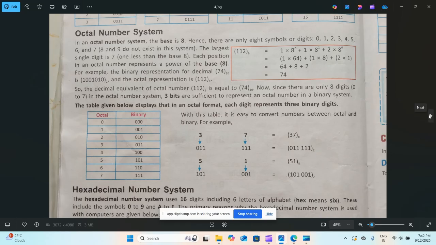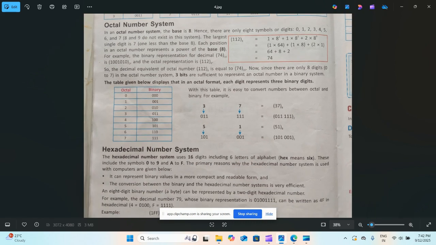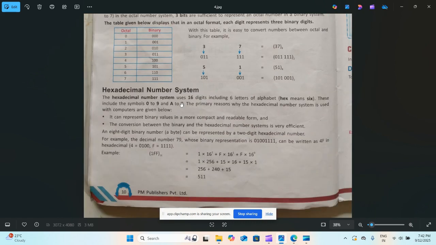Every conversion has some steps. Okay, we will learn those. Now, the hexadecimal number system. What is hexadecimal? Hex means 6. The hexadecimal number system uses 16 digits, including 6 letters of the alphabet.